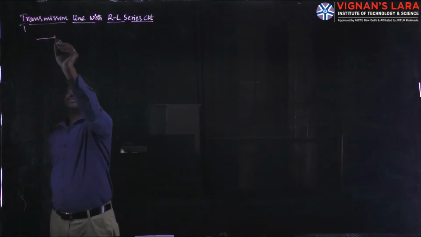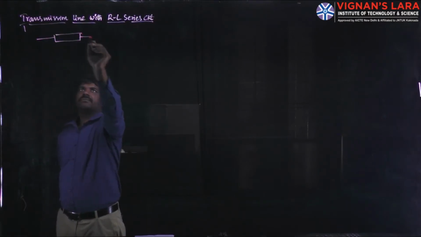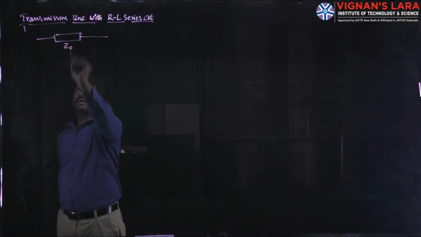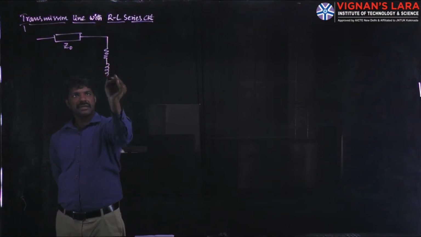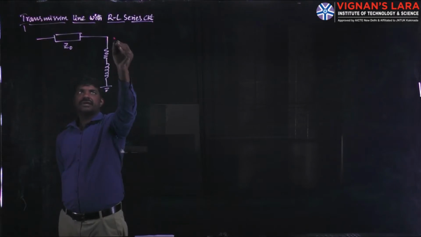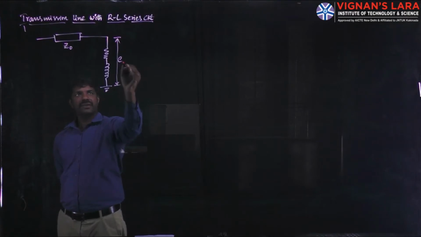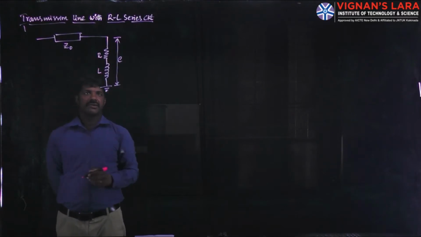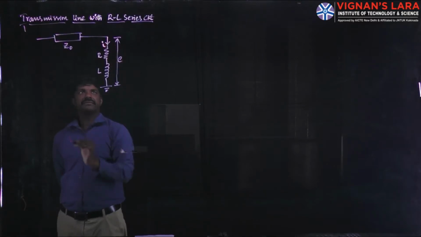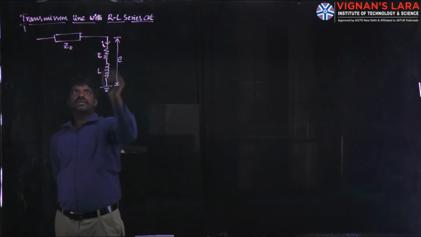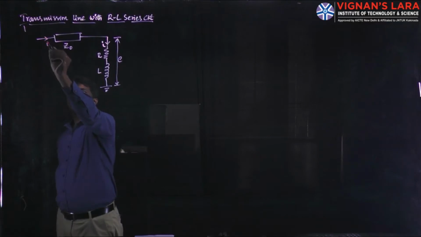So let us assume this is the circuit diagram of the transmission line having a characteristic impedance of Z0 terminating with a resistor and inductor connected in series, and the resultant voltage across this is E volts, called the refracted or terminated voltage. It has a resistance R and inductance L, carrying a terminated current I. Since these two are connected in series, the same I can be observed here.